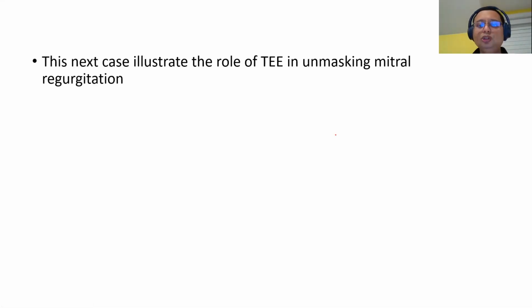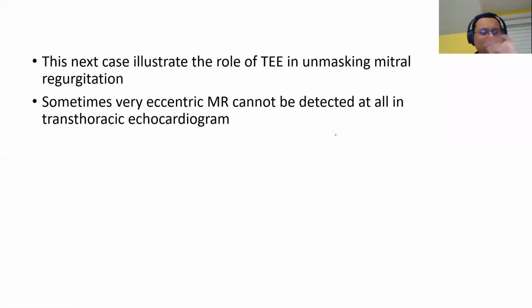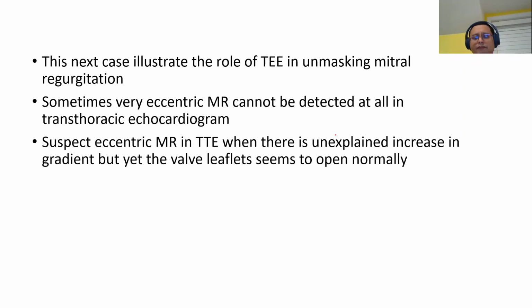Our next case illustrates the role of TEE in unmasking mitral regurgitation. Sometimes if we have very eccentric mitral regurgitation, it cannot be detected at all in transthoracic echocardiogram. Always suspect eccentric MR in TTE where there is an unexplained increase in gradient, yet the valve leaflet seems to be opening normally. If you see the pressure half-time is short, but the DVI is high, think about regurgitation.